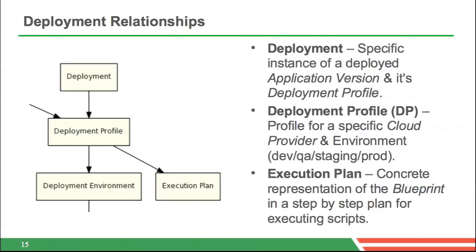And let's see, so in the deployment profile you'd pick a specific deployment environment, which also has a cloud provider associated with it. And then the other big item in the deployment profile is your execution plan. That's a concrete representation of the blueprint's logical abstraction. So that's a step-by-step plan for executing all the scripts on the nodes and in what order. And we'll see that in the walkthrough.